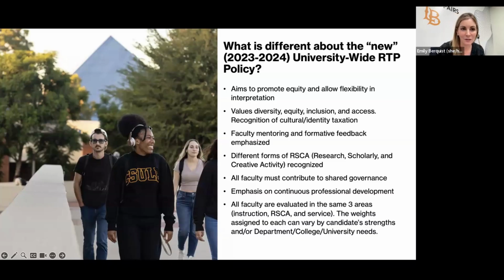And again, community service, community being the campus community, but also the broader Long Beach community or even the Southern California community, that is recognized now under the new RTP policy.